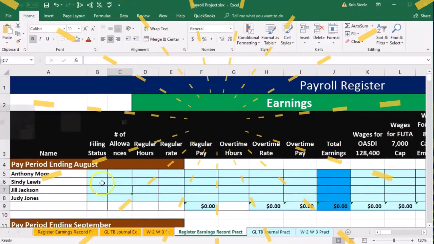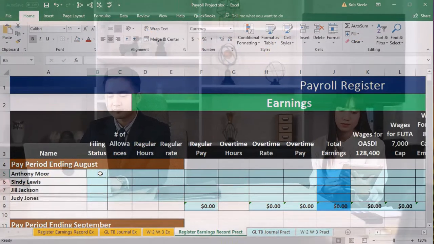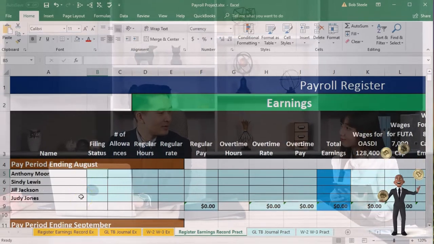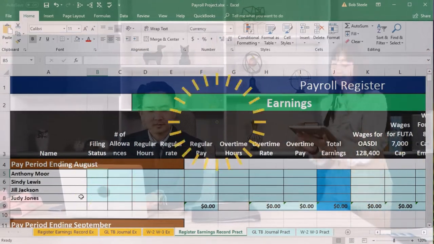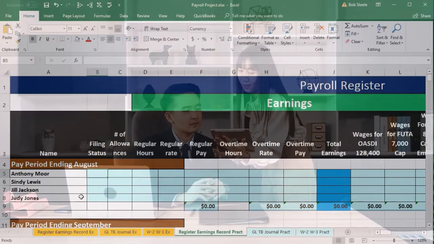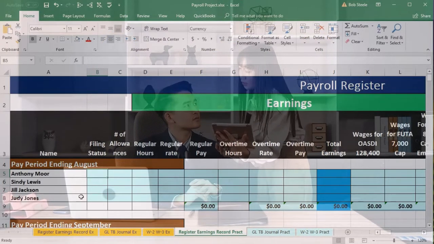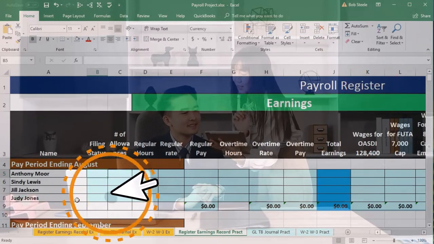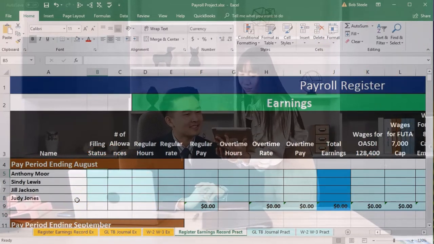I'm going to say this is the first month that we have payroll in this company. We're going to have the four employees. We're going to be running this from August till the end of the year, just entering the first month of the operations into the payroll register here. We're going to be operating on a monthly basis, so our payroll process is going to be run monthly.